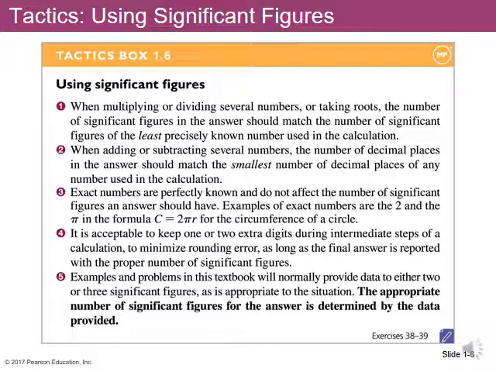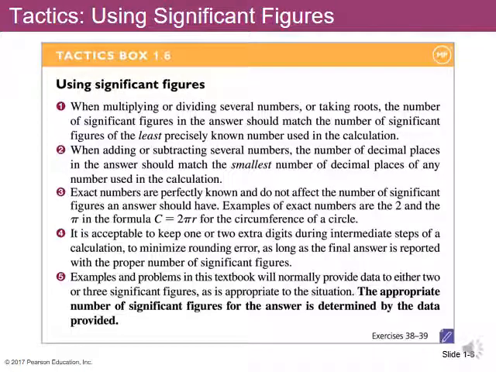On this slide, I'm going to summarize the rules for using significant figures in calculation. So when multiplying or dividing, taking a square root or anything like that, the number of significant figures in the answer should match the number of sig figs in the least precisely known number used in the calculation. It's a little bit different for adding or subtracting. For adding or subtracting, we go with the number of decimal places, not the number of significant figures. So when adding or subtracting several numbers, the number of decimal places in the answer should match the smallest number of decimal places, not necessarily the smallest number of significant figures.